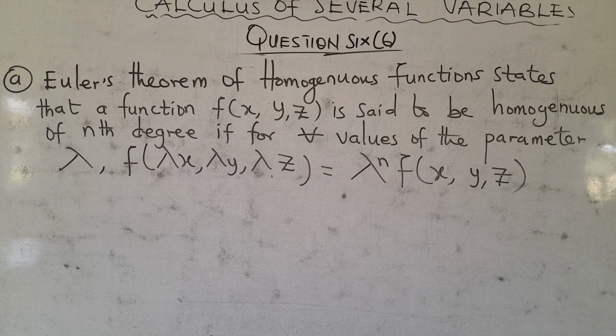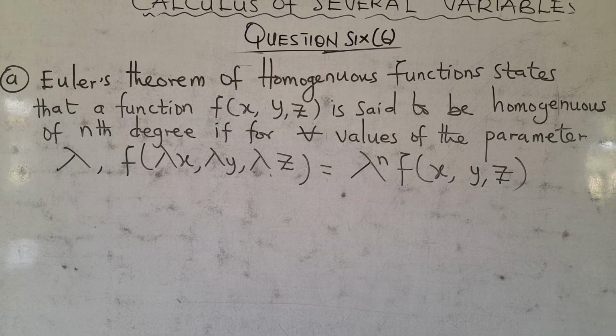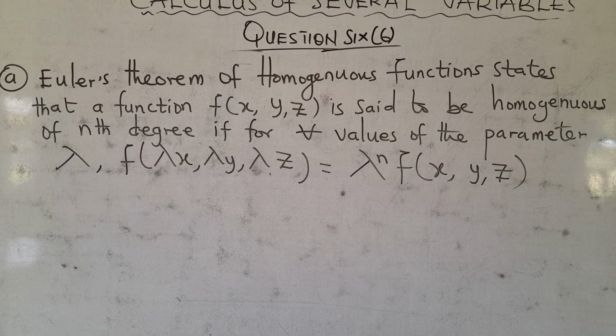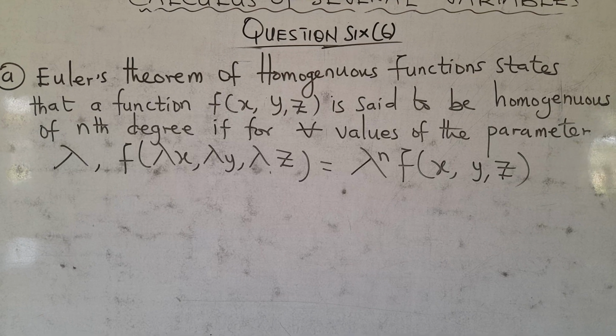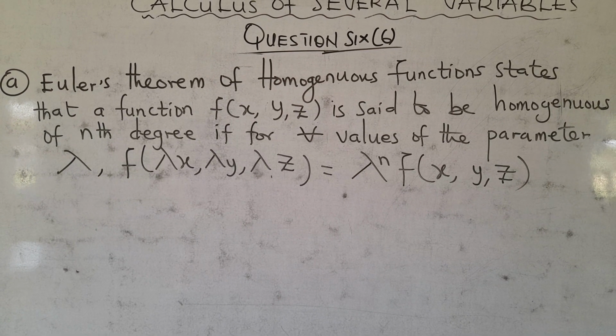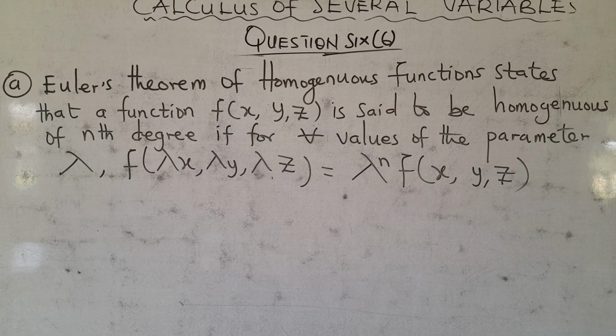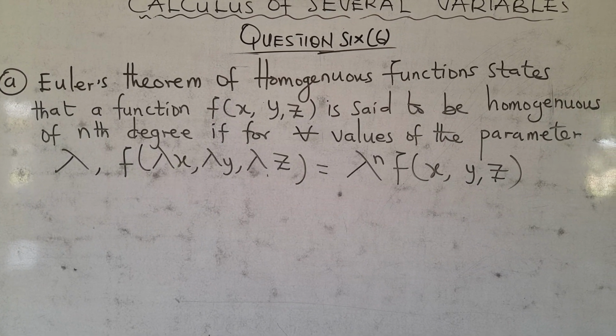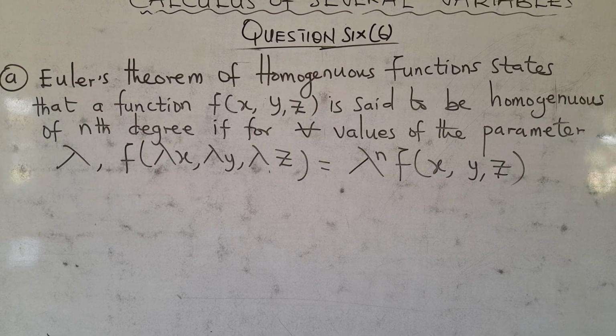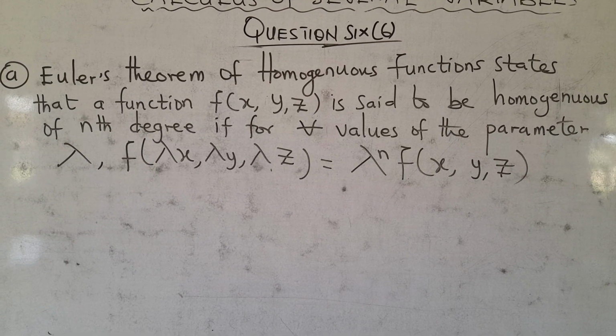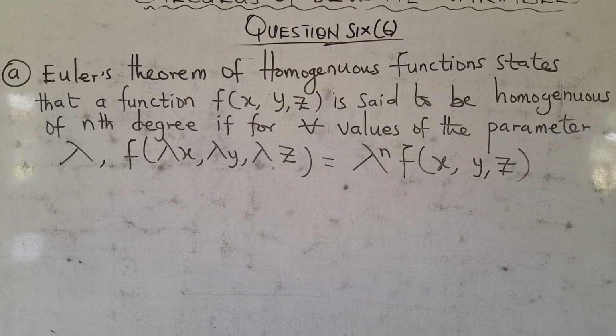So Euler's theorem of homogeneous functions states that a function f, which depends on several variables, and for this matter x, y, and z, is said to be homogeneous of degree n if for all values of the parameter lambda, f of lambda x, lambda y, lambda z is equal to lambda exponent n times f of x, y, and z.